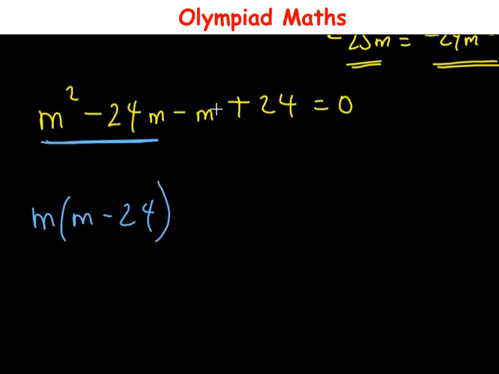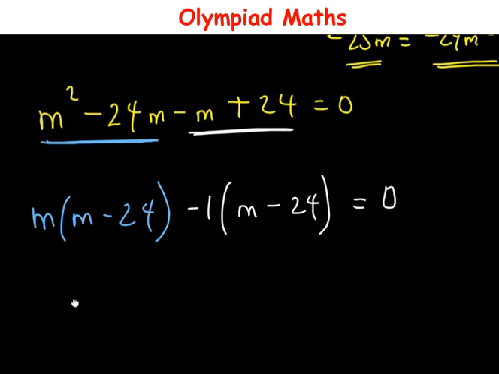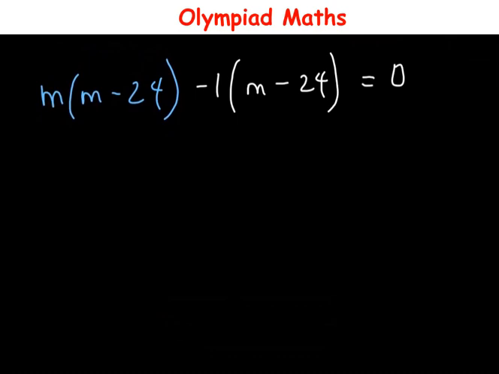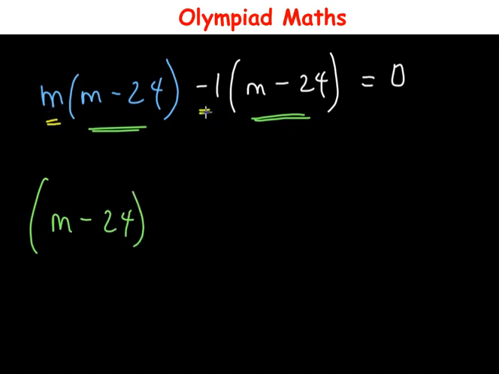Same thing here also. Factorize out minus 1 from here. Minus 1 into bracket. We have m. Then factorize out minus 1 from plus 24. We are left with minus 24. All is equal to 0. At this junction, we have a common factor, which is m minus 24 and m minus 24. So pick one in bracket m minus 24. Then the ones outside the bracket, which are m and minus 1, put them in one bracket, m minus 1. So all of this equals 0.